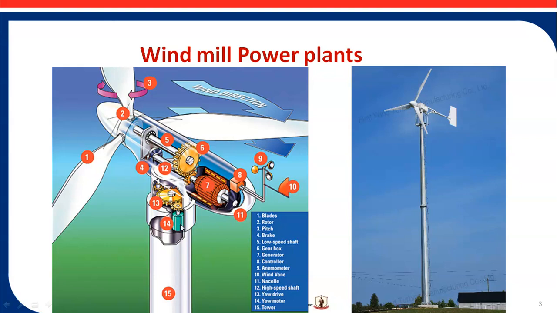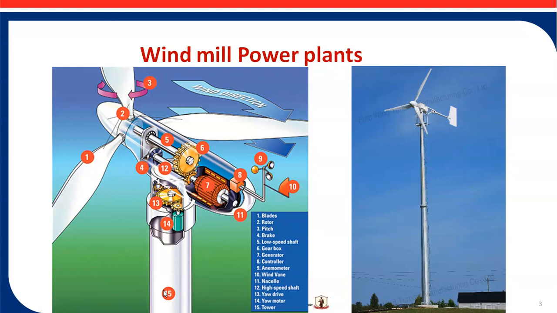The eleventh is the nacelle. The twelfth is the high speed shaft. The thirteenth is the drive, the fourteenth is the motor, and the fifteenth is the tower or pole. The main basic components are the rotor, gearbox, and electrical generator.